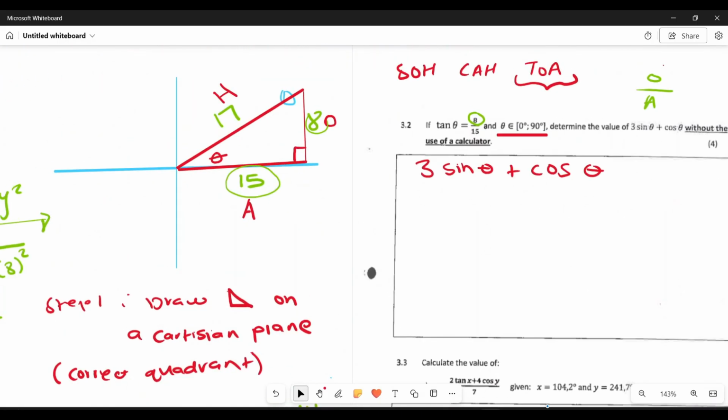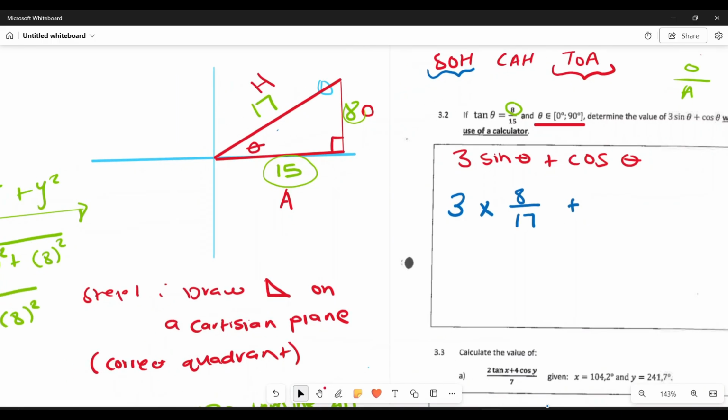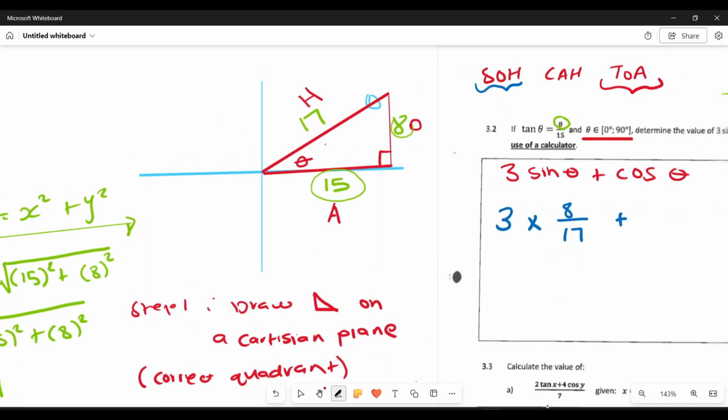Now, let us go about doing that. So here, this is 3 multiplied by sine theta. So I'm going to say 3 multiplied by, what would be sine here? Remember, sine is opposite over hypotenuse. Now my opposite is 8, my hypotenuse is 17, right? And remember, I need to solve this without the use of a calculator. Plus, what would be my cos here? So my cos is adjacent, which is 15, over my hypotenuse, which is 17.